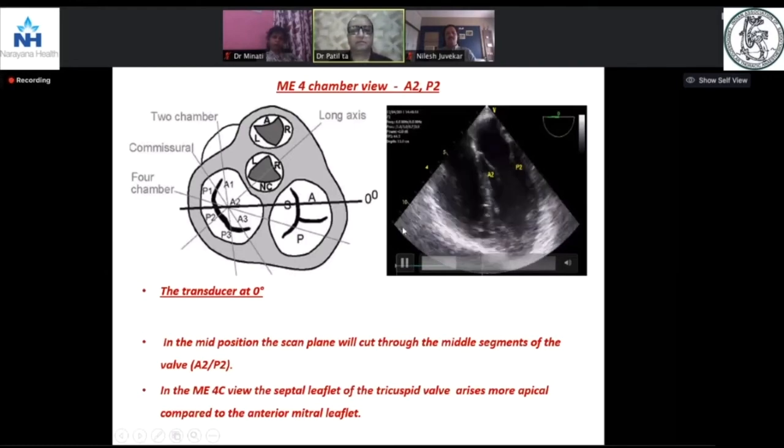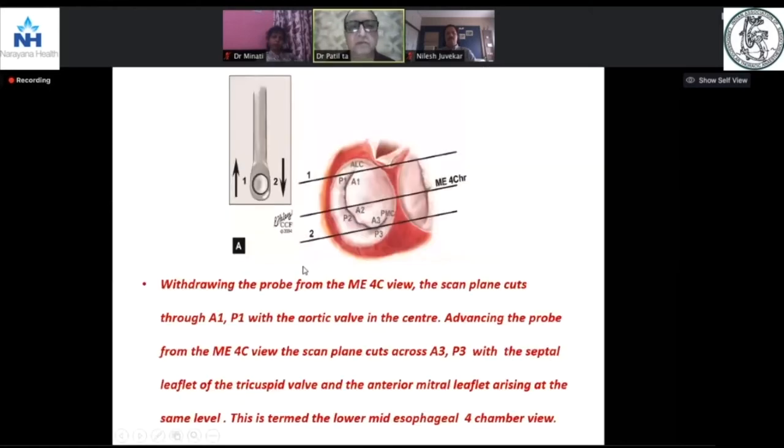Now, in the same 4-chamber view, suppose you withdraw the probe, it cuts across the A1 P1 segment. That is in the 5-chamber view. Now, if you advance the probe back into its neutral position, then it cuts across the A2 P2 segments. How do we say it is A2 P2? You have the septal leaflet a little bit lower and the anterior mitral leaflet a little bit higher. That is, the septal leaflet of the tricuspid valve is more apical compared to the AML.